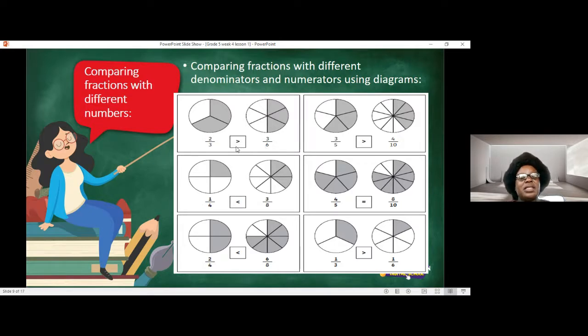Then we'll say 2/3 is bigger than 3/6. And then remember the crocodile that I spoke about. We said that the crocodile only eats the bigger fraction or the bigger number. So the mouth of the crocodile is like this, it only eats the bigger one.